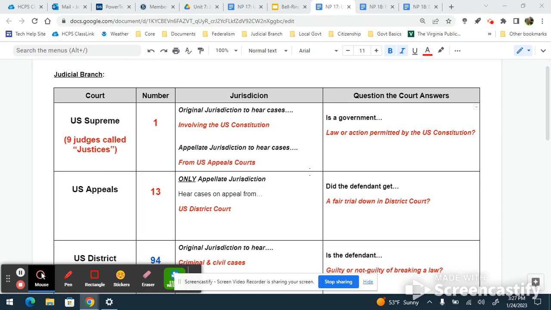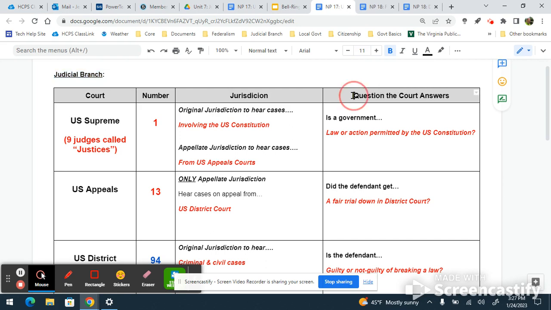This is note page 17, Judicial Branch. At this point of the year, you've learned that legislative makes the laws, executive enforces them, judicial branch judges or interprets the laws.